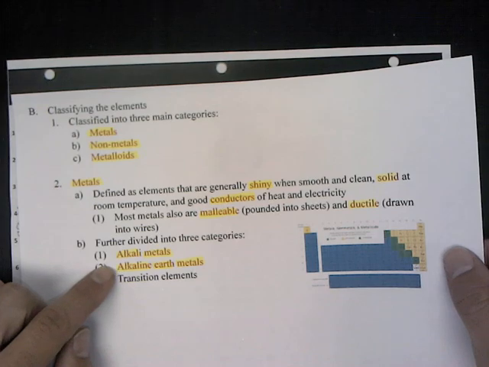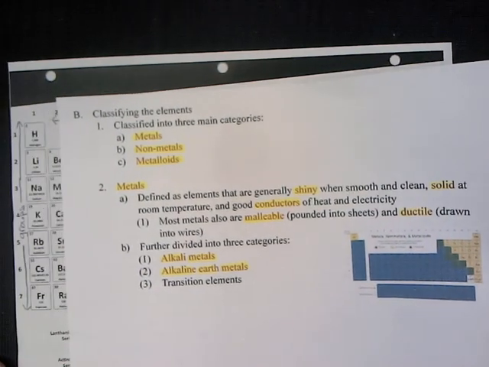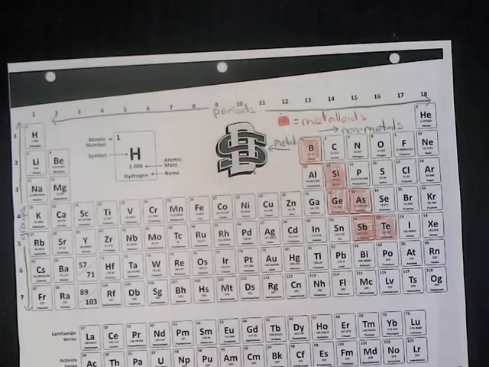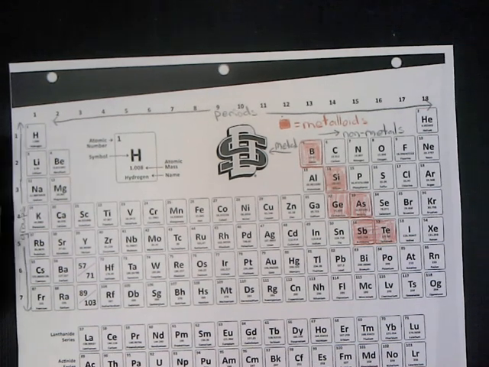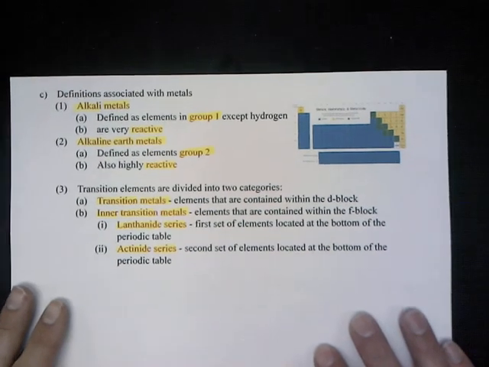We are going to get into the details here of some specific metals. Now, there is one exception to our metals here on the left-hand side. Hydrogen is not a metal, okay? It is actually a non-metal. All right, so keep this periodic table handy. We're going to utilize it here shortly.